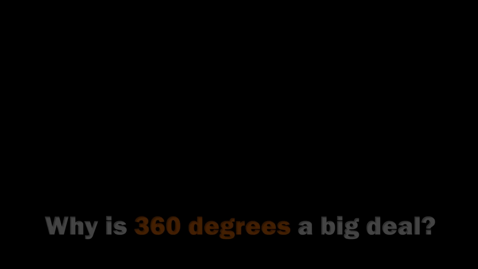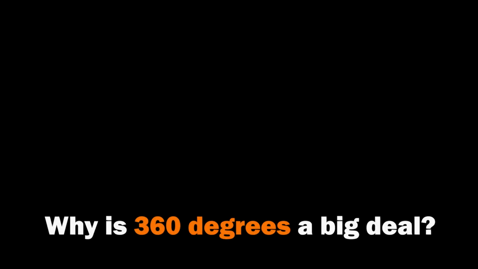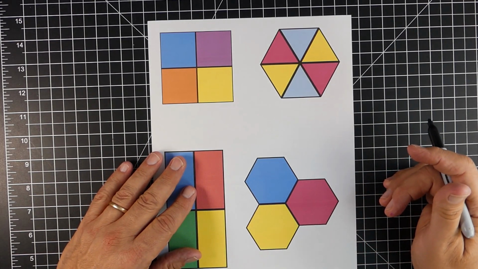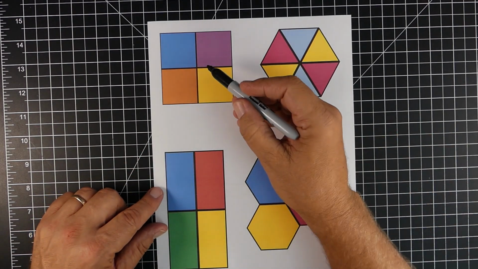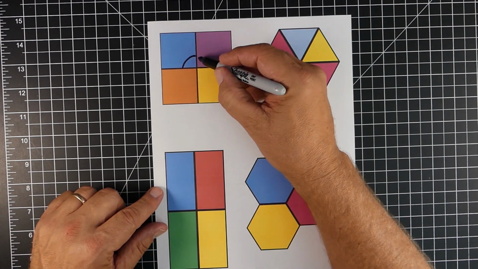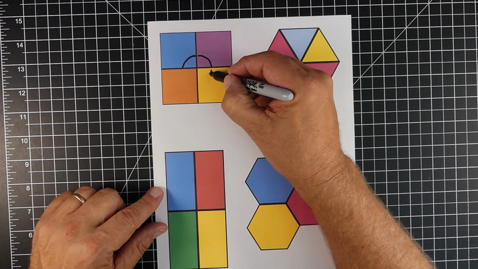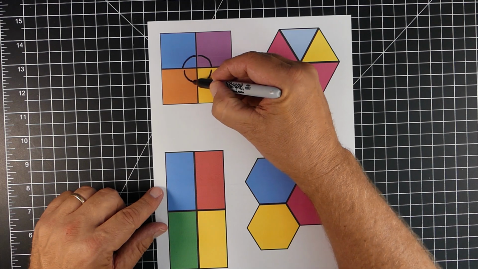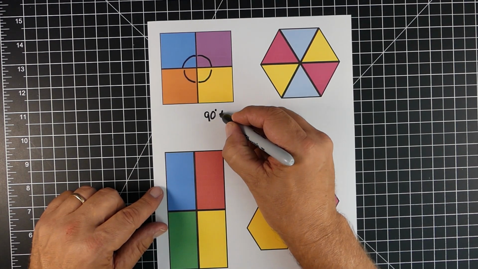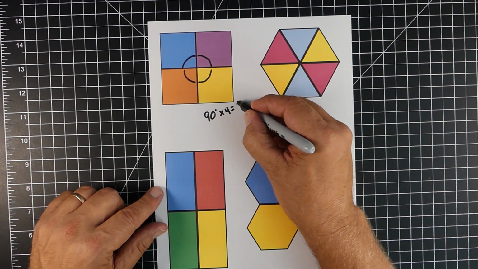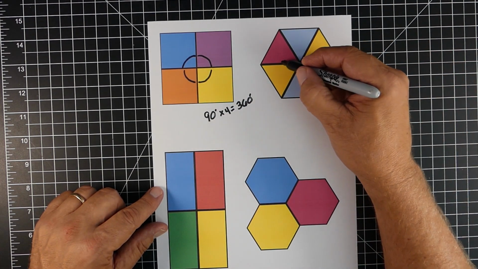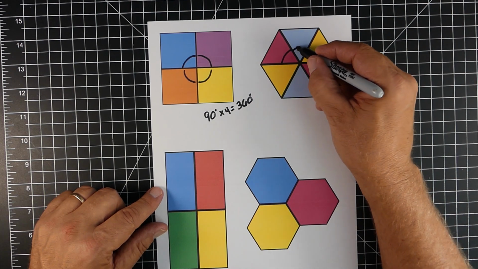So why is the 360 degrees such a big deal? These shapes we can tile. And if you notice here, they're all going to fit together nicely. If we look at a bunch of the squares, if we put all the right angles together, all the 90 degrees, when we add them up, there's 4 of them, and it's going to equal 360 degrees. So 90 times 4, because you can see there's 4 shapes that came together, equals 360 degrees.